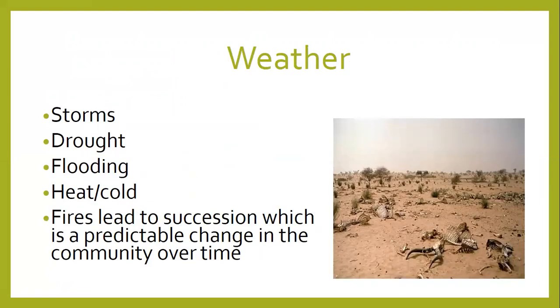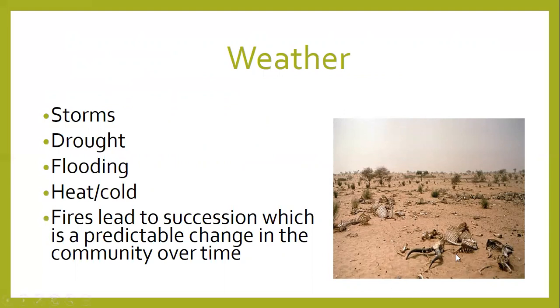Weather. I'm going to lump weather along with fires. So weather is your storms and your droughts and your flooding, and maybe it's too hot or it's too cold, and fire can come through, and because of certain weather patterns, you can end up with a beautiful living ecosystem that very quickly over time becomes less hospitable. Thus, fewer organisms are capable of living there.